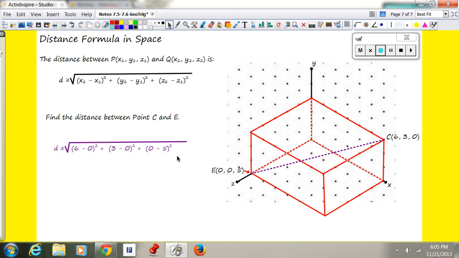So this one right here would be where it starts, x minus x. So it's going to be 6 minus 0, y minus y, so that's going to be 3 minus 0, and z minus z, that's going to be 0 minus 5. So you're going to get 36, and you're going to get 9, and you're going to get 25, which is square root of 70, which is going to be about 8.37. So this is about 8.37 units long. So we can still apply the distance formula in space. We're just adding the third coordinate. That's all it is. All right, there's your 7.5 notes.